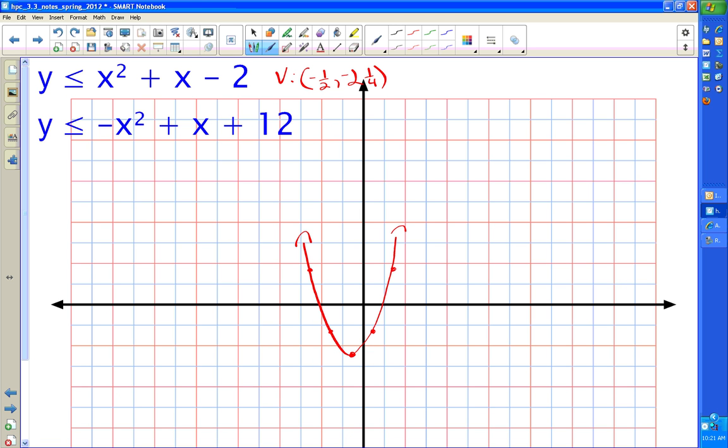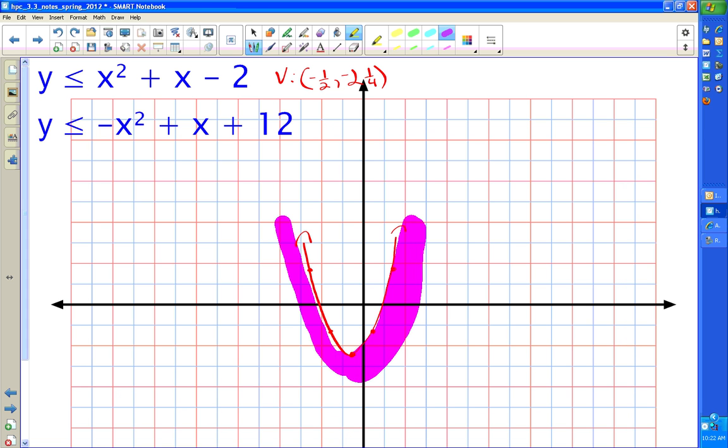It's a solid boundary. If you plug in 0, 0, is 0 less than or equal to -2? True or false? Usually false. So we're going to shade on the outside.